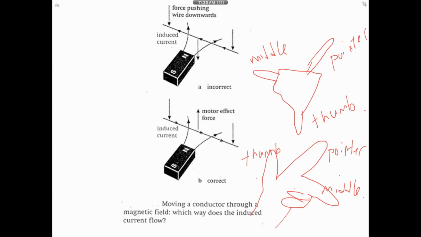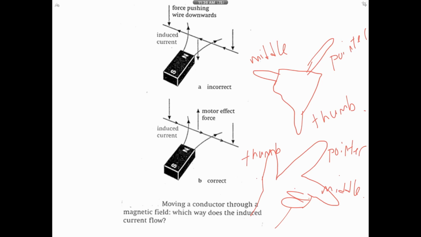Now there's a shortcut. Because this is a wire, we can use Fleming's right-hand rule. The difference between Fleming's left-hand rule and right-hand rule is small. The pointer finger still represents magnetic field. That doesn't change. But the other two are different. The middle finger, for Fleming's left-hand rule, represents the direction of the current that you supply. But in Fleming's right-hand rule, the middle finger represents the induced current.